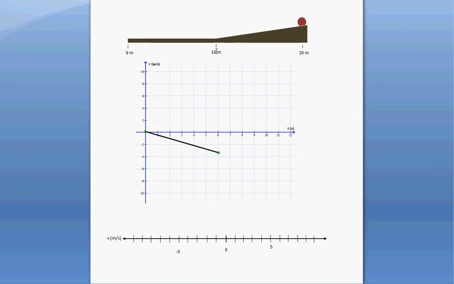Once the ball reaches the 10-meter mark, or the first 6 seconds of the trip, the ball is now no longer going to change its velocity. So whatever you ended with is going to continue for another 3 seconds.